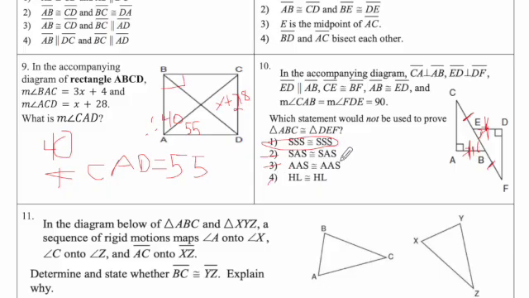So the only one is side, side, side. And notice I really figured that out before I went through all of them. I saw that I don't have a third side given, and there is nothing I can do to prove that those are congruent. So that's the one that could not be used to prove it. Side, side, side.